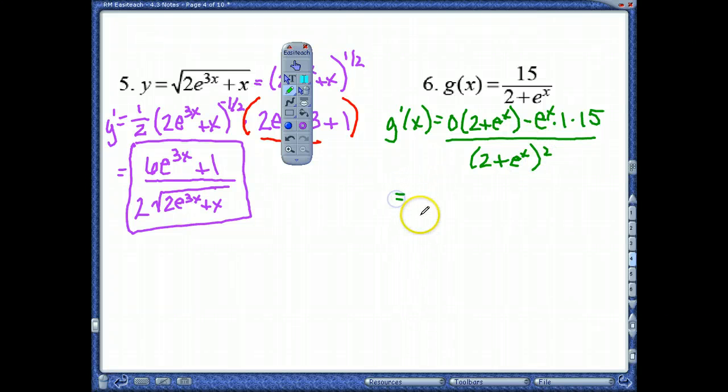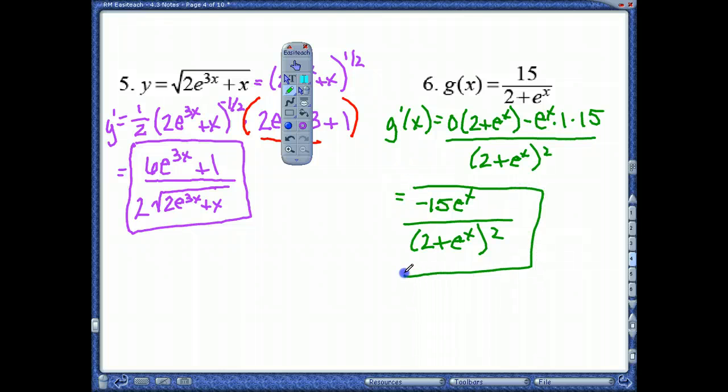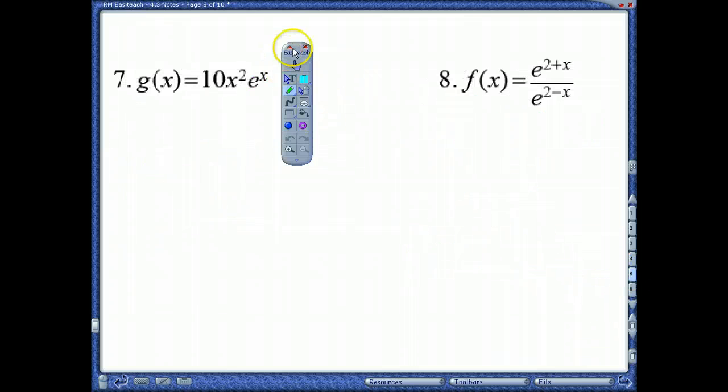We just need to simplify that a little bit. 0 times anything is 0. I have negative e to the x times 1 times 15, so I have negative 15 e to the x. And then all of that is over the bottom squared, which you do not have to FOIL out. So even though that was a quotient rule, it turned out to be not too bad.